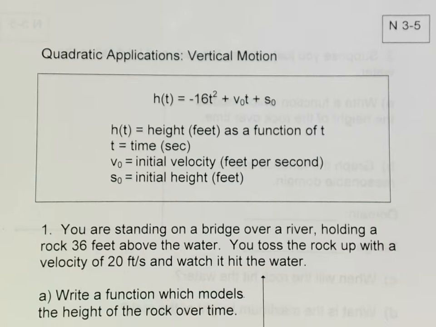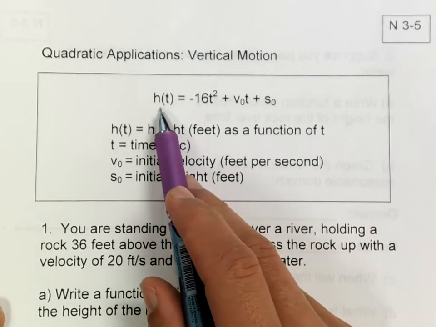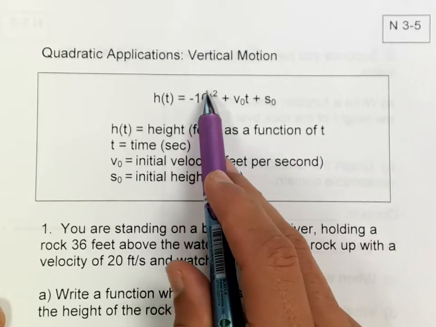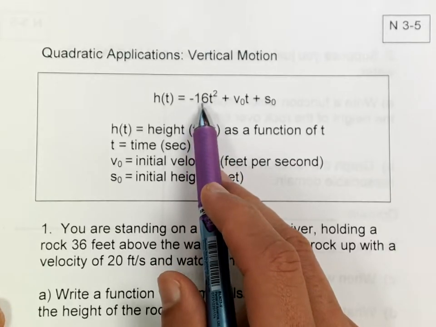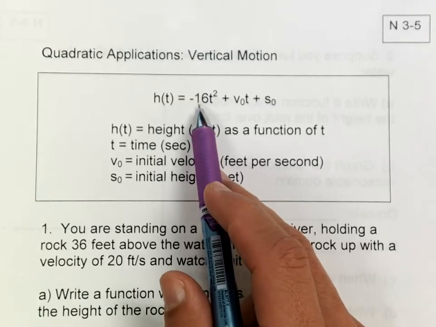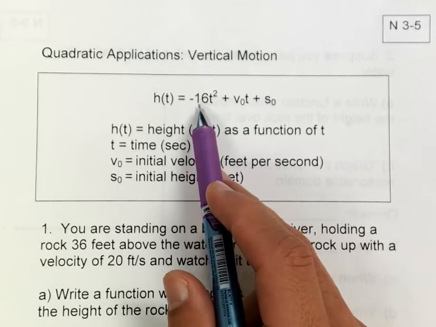Talk about another quadratic application. In this case, we're going to talk about vertical motion. Now, this formula is actually the kinematic equation that you learn from physics, and in this case, it's -16. It's actually the acceleration in feet per second squared. Normally in physics they give you this number as -9.8.